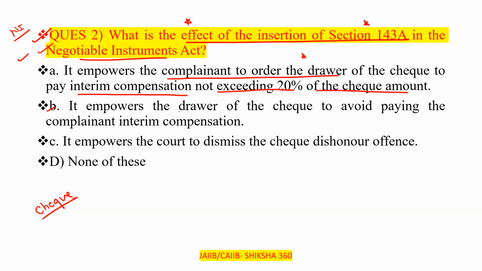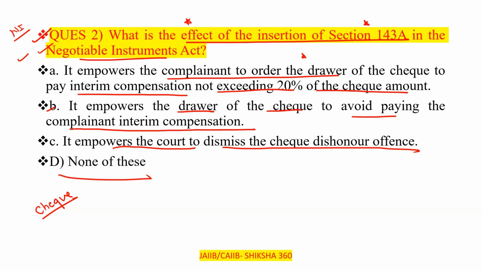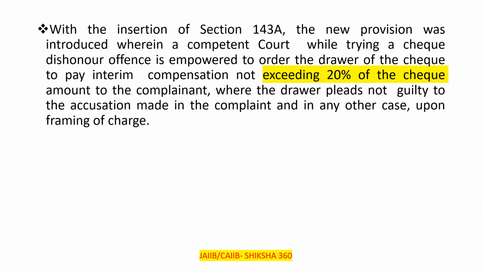Second one, it empowers the drawer of the check to avoid paying the complainant interim compensation. Third one, it empowers the court to dismiss the check dishonor offense. Fourth one, none of these. Clear? So now, before moving towards the answer of this question, let's discuss some of the important points.